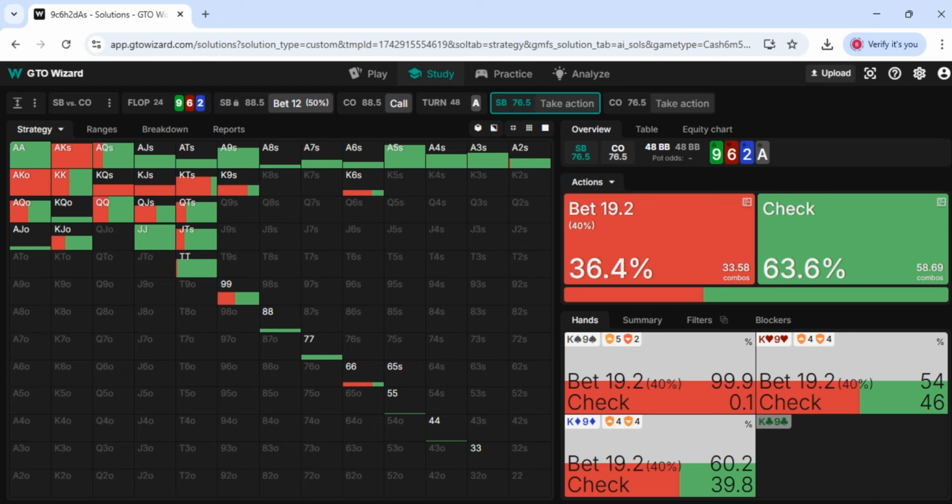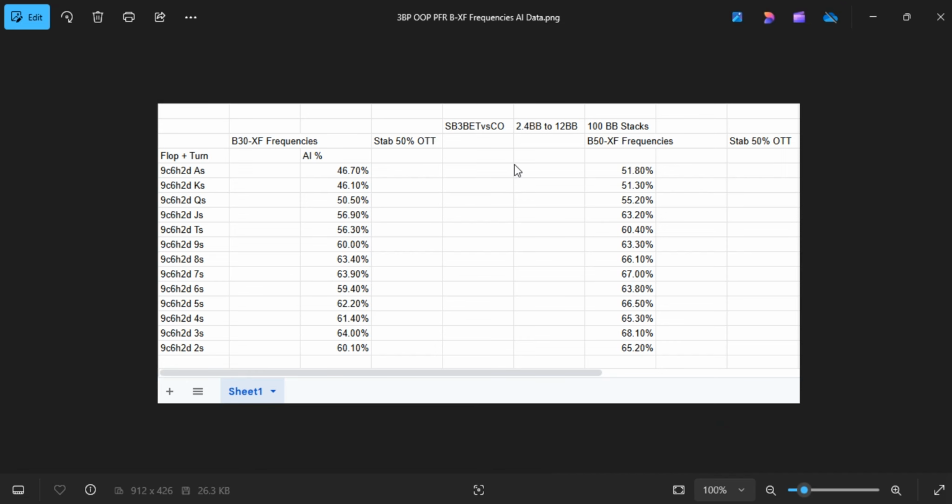I also want to go back to this data and show you something. When you compare a bet 30 on the flop to a bet 50 on the flop, and we stab 50% on the turn, what do you guys notice? You notice that the bet 50 on the flop folds more than the bet 30. Why is this? Why does a 962-x board check-fold more on a bet 50 c-bet sizing than a bet 30 c-bet sizing?